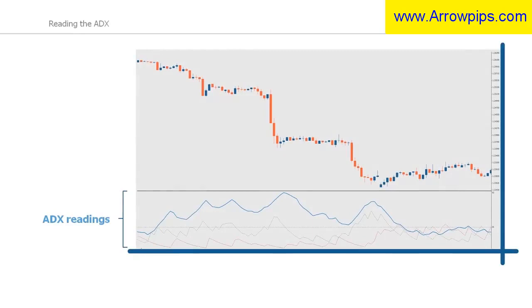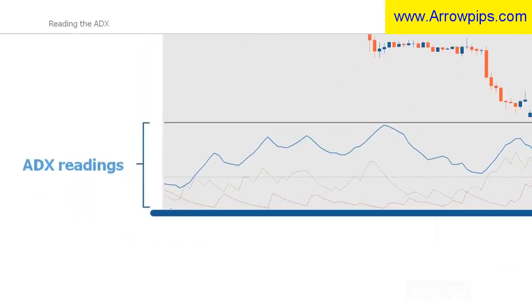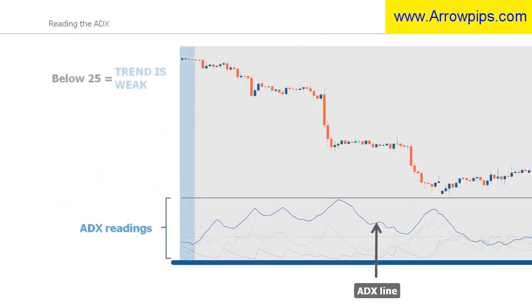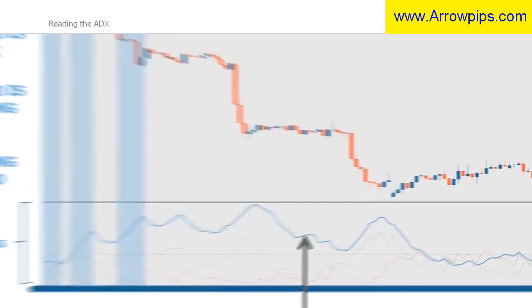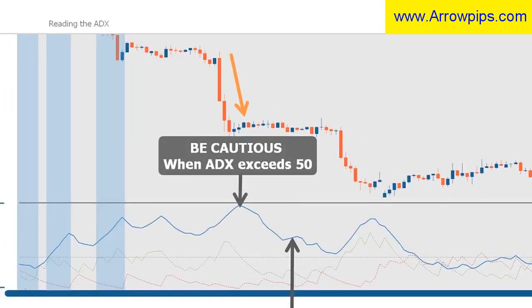Let's now look at the ADX readings and what they can tell us. We are focusing on the ADX line, which is the thick blue line. When it is below 25, it indicates that the trend is weak and that it is not advisable to use trend following techniques. As a trend follower, you would want to see a reading of above 25, as this signals a strong trend. A reading of 30 to 50 signals a strong trend. However, once the indicator reading is over 50, caution should be taken, as the trend is considered extended and the market can very often pull back from extremes.